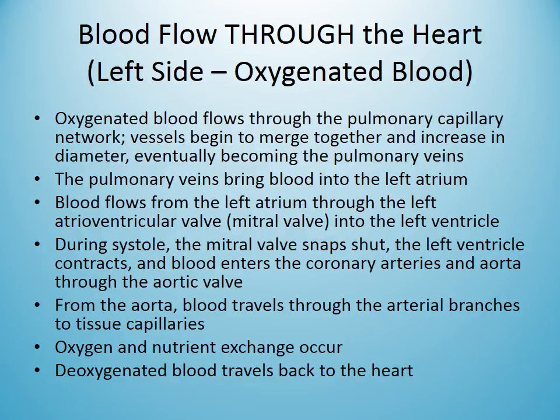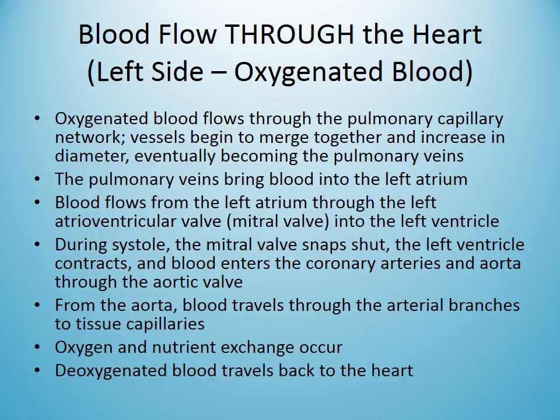So now that our blood is oxygenated, the blood is going to flow through the pulmonary capillary network. Vessels begin to merge together and increase in diameter, eventually becoming a pulmonary vein. Remember, veins go towards the heart. So this pulmonary vein has oxygenated blood going towards the heart, and now we're working with the left side of the heart. So the pulmonary vein brings blood into the left atrium.